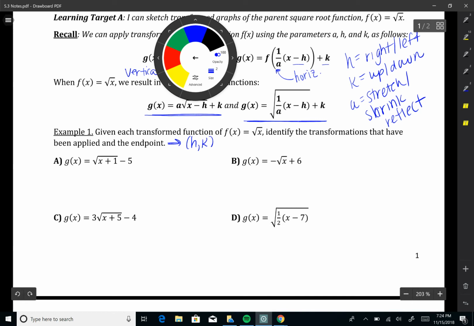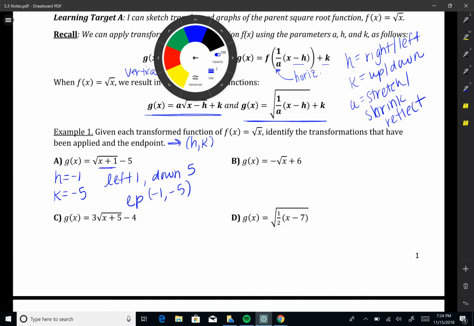So let's look at letter A. g of x equals the square root of x plus 1, minus 5. Because this is x plus 1, our h value is actually negative 1. Remember, always think opposite. And then minus 5 at the end is negative 5. So what we're doing here is going left 1 and down 5. So our endpoint, which I just write EP for endpoint, is negative 1, negative 5.